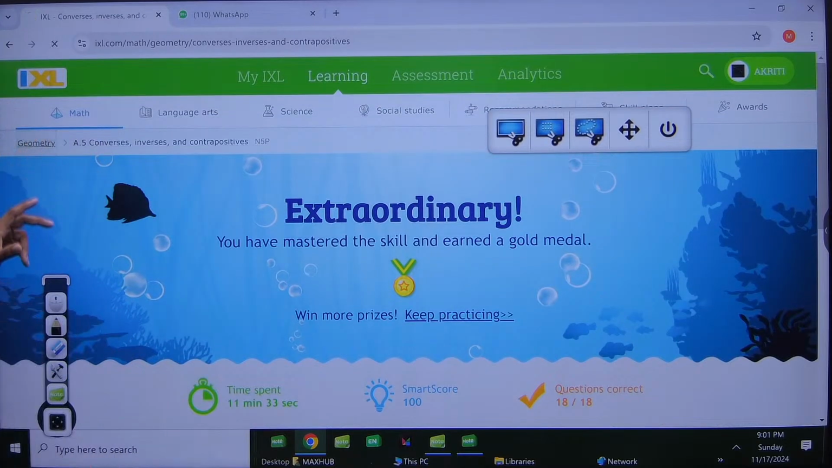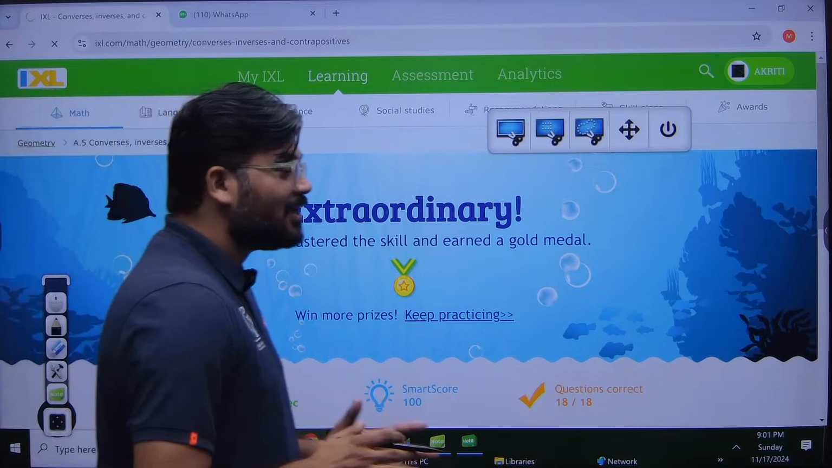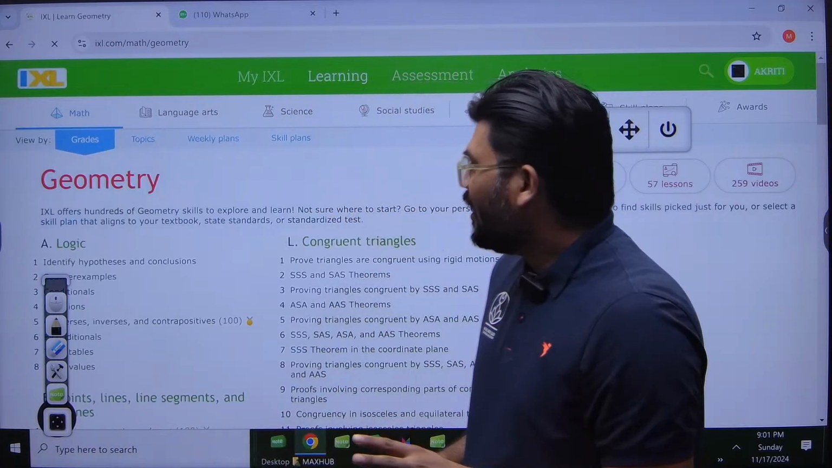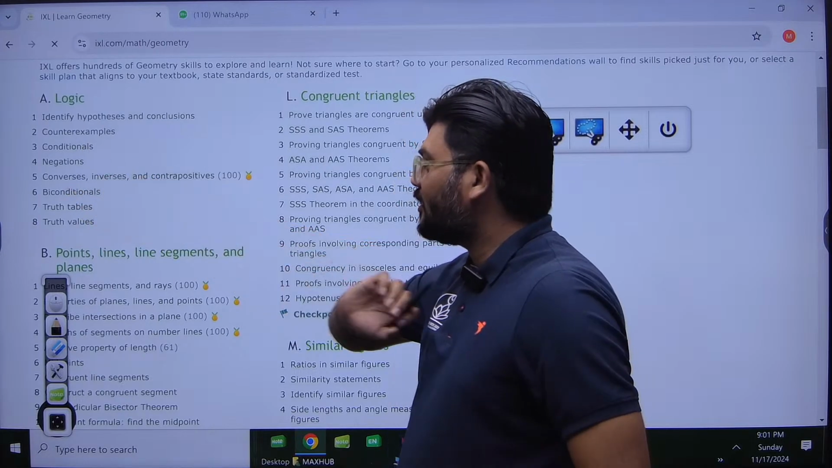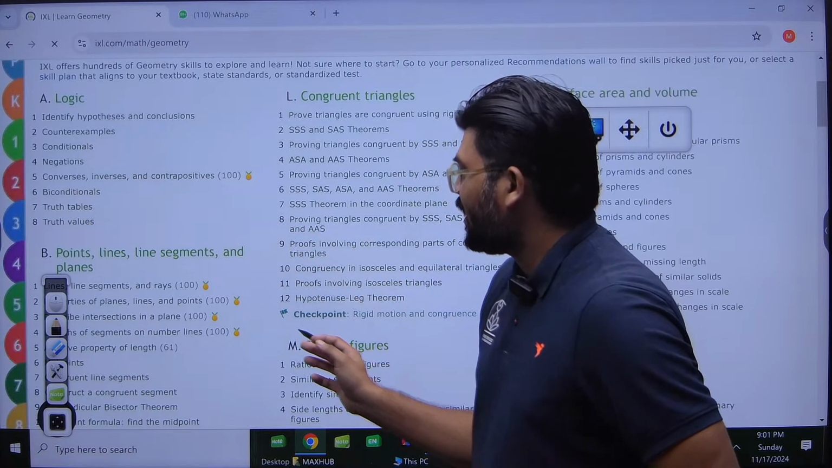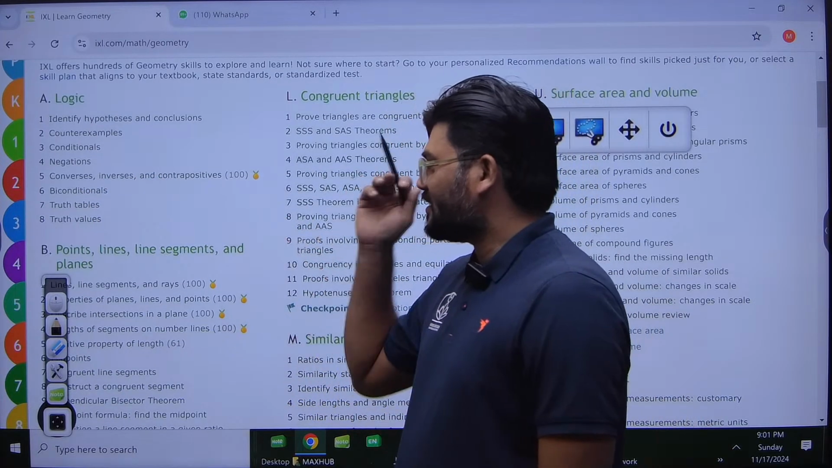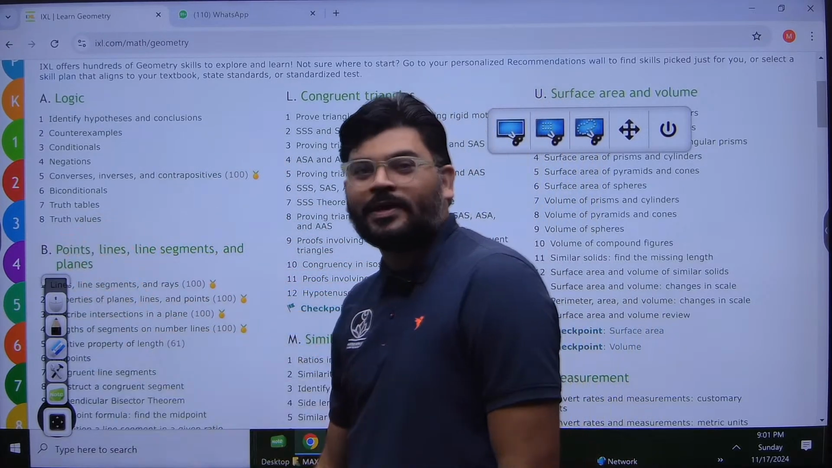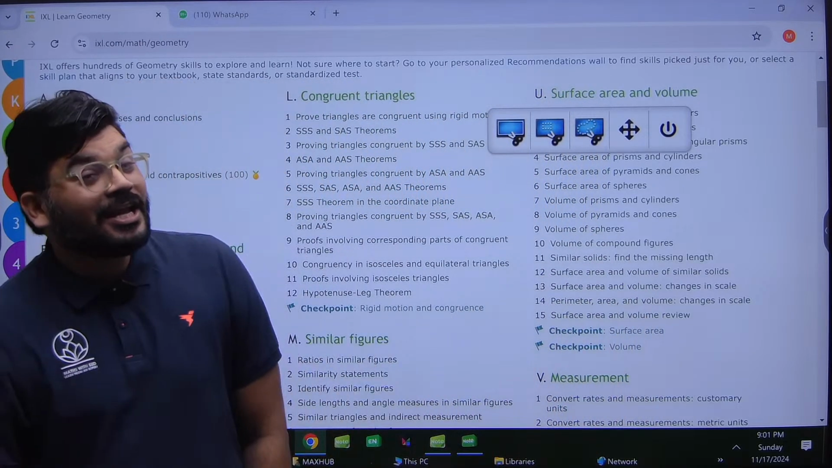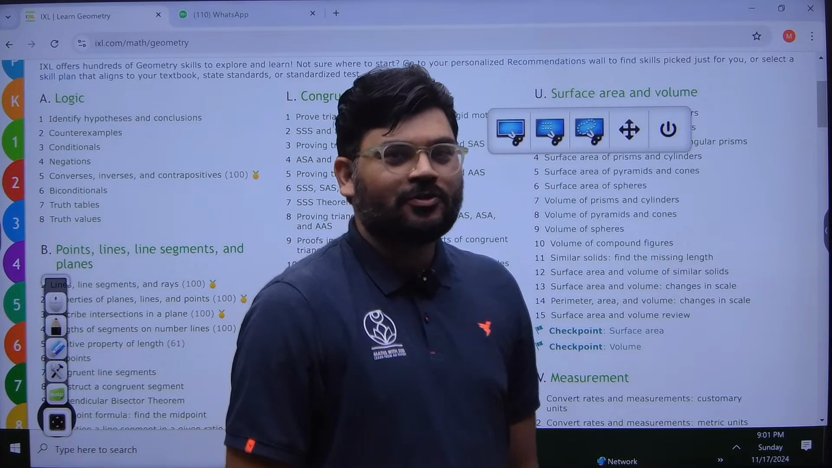Both of us learned 3 things today. One was condition, negations, and this part, converse, inverse, and contrapositive. So 6 things. So biconditional, truth tables and truth values we can do in the next class. Until then, you can tell me any topic which you want to learn from me.